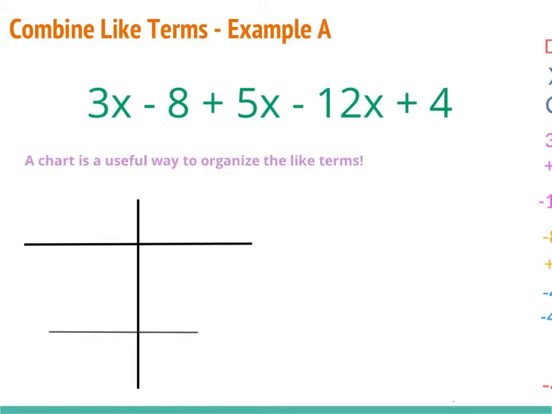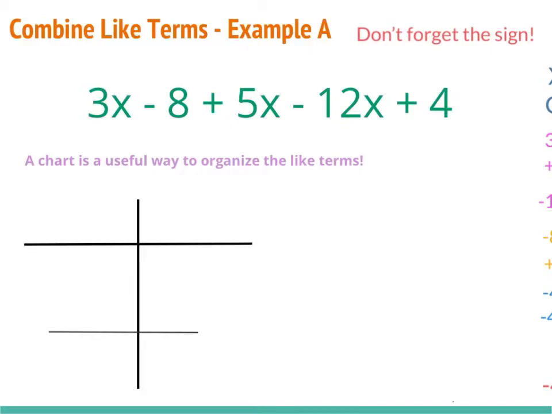Before we combine like terms, we want to remember that it's very important to not forget the sign. Anytime that we're combining like terms, we want to make sure that we have the sign. So in my expression, I've got 3x, that's got a variable and a coefficient in front of it. I've got a constant at -8. I've got 5x, again with a coefficient, -12x, again coefficient, but same variable, and 4 as a constant.